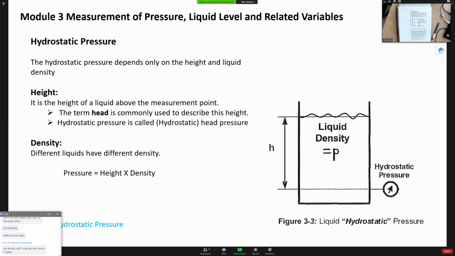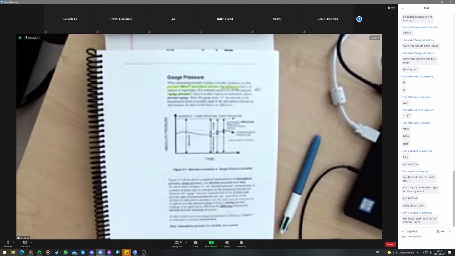They use the term head to describe the height, and the hydrostatic pressure is called head pressure or hydrostatic pressure. The actual calculation depends on whether you're using metric or imperial units, and it will be slightly different, but we're going to show you something down here.